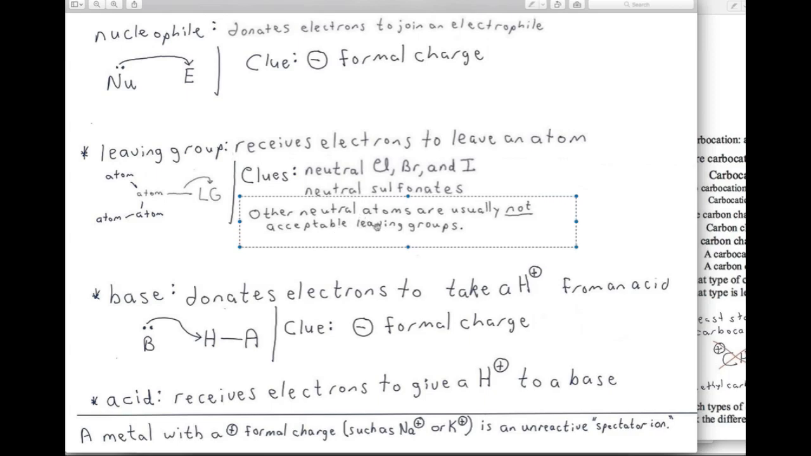So usually, if you haven't specifically learned that a neutral atom is an acceptable leaving group, we usually guess that it's not an acceptable leaving group. There are other acceptable leaving groups, but you have to learn reasons why those are acceptable. Obviously, this is not a complete discussion of how to identify a good leaving group, but this is complete enough for our purposes right now.